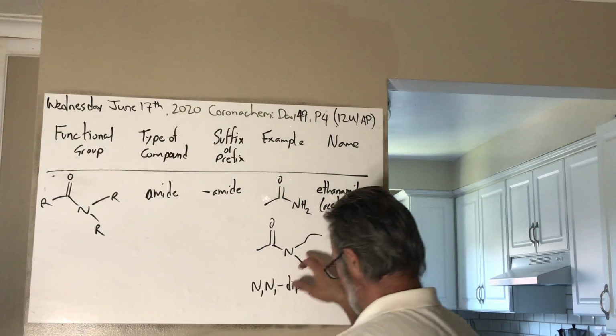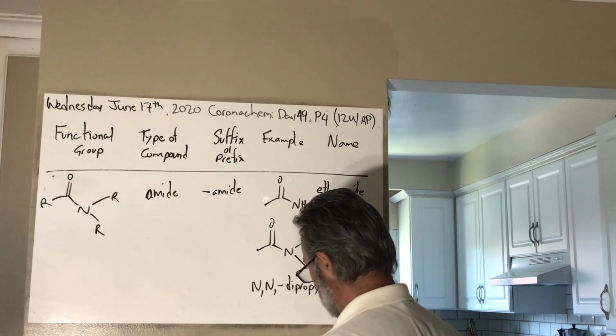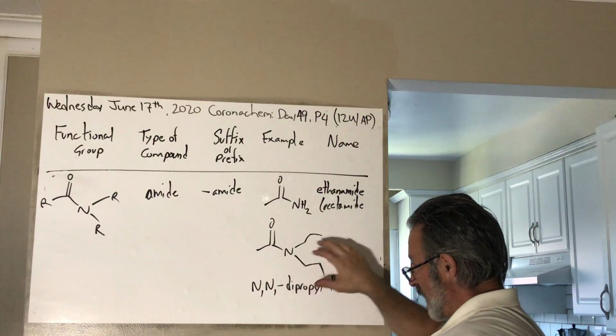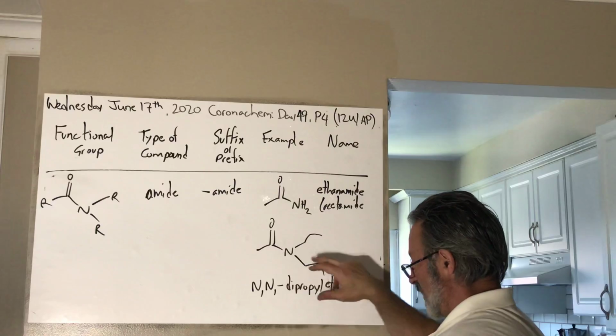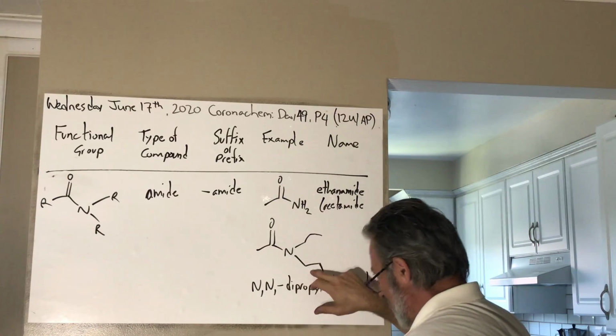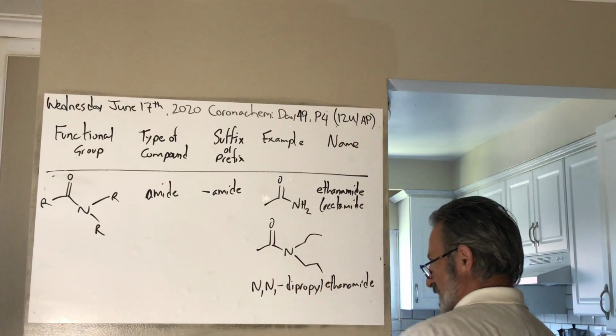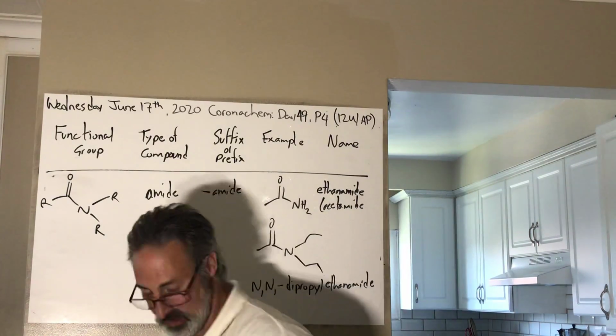So the N,N tells you where these groups are on the nitrogen and what they are. You could have also N-propyl and N-ethyl, if it was this instead, then say ethanamide. Okay? Okay, that's enough on nomenclature.